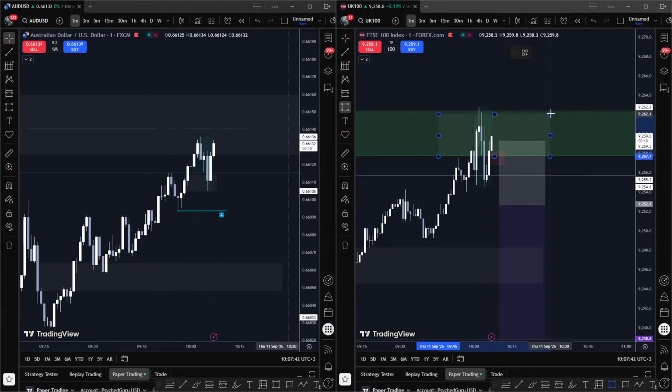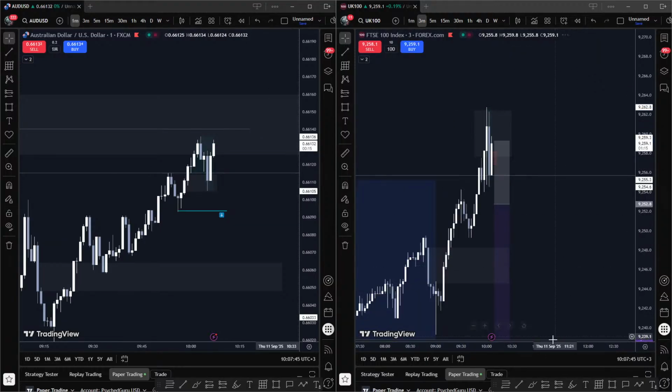I want to change something. I don't really like this green. It's too strong of a green.